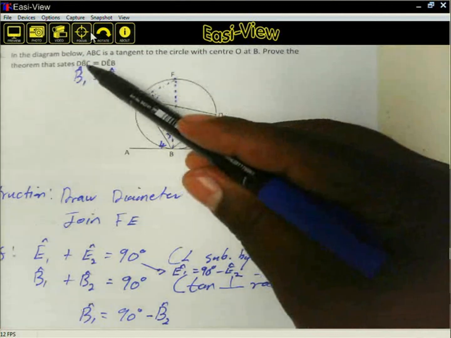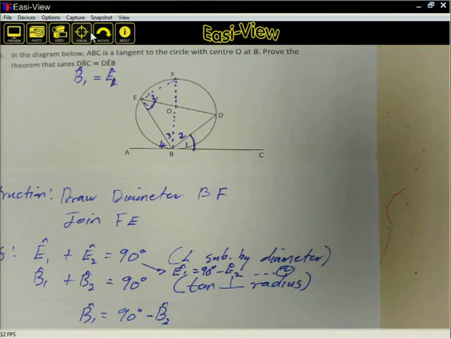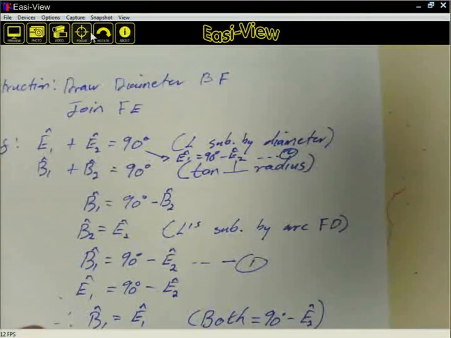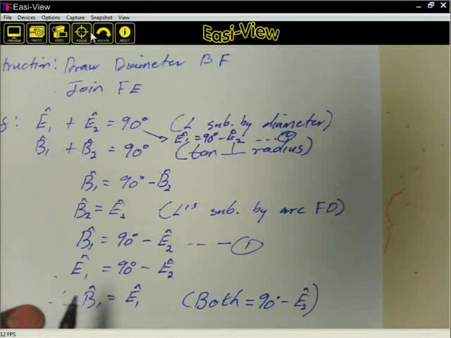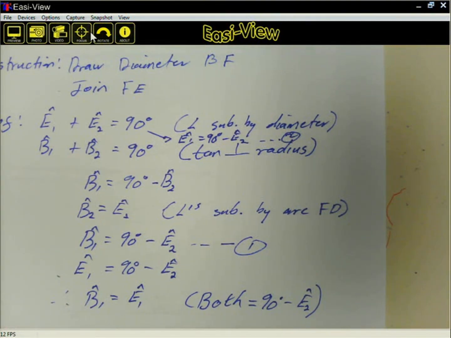B1 basically is angle DBC. DEB is basically angle E1. So, in our workout, ultimately, we find that E1 is equal to 90 degrees minus E2, B1 is equal to 90 degrees minus E2. Therefore, it means B1 is equal to E1, both equal to 90 degrees minus E2.